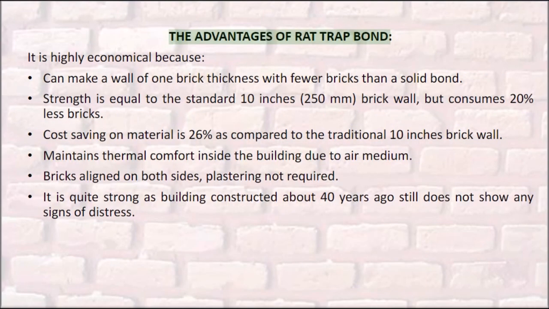The advantages of rat trap bond. It is highly economical because one can make a wall of one brick thickness with fewer bricks than a solid bond. Strength is equal to the standard 10 inch, 250 millimeter brick wall, but it consumes 20% fewer bricks. Cost saving on material is 26% as compared to the traditional 10 inch brick wall. It maintains thermal comfort inside the building due to the air medium. Bricks are aligned on both sides, so plastering is not required. It is quite strong, as buildings constructed about 40 years ago still do not show any signs of distress.